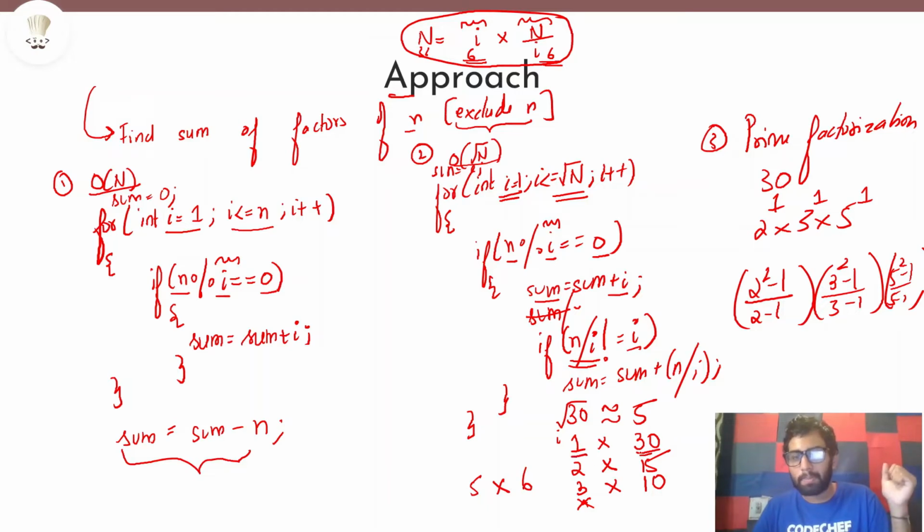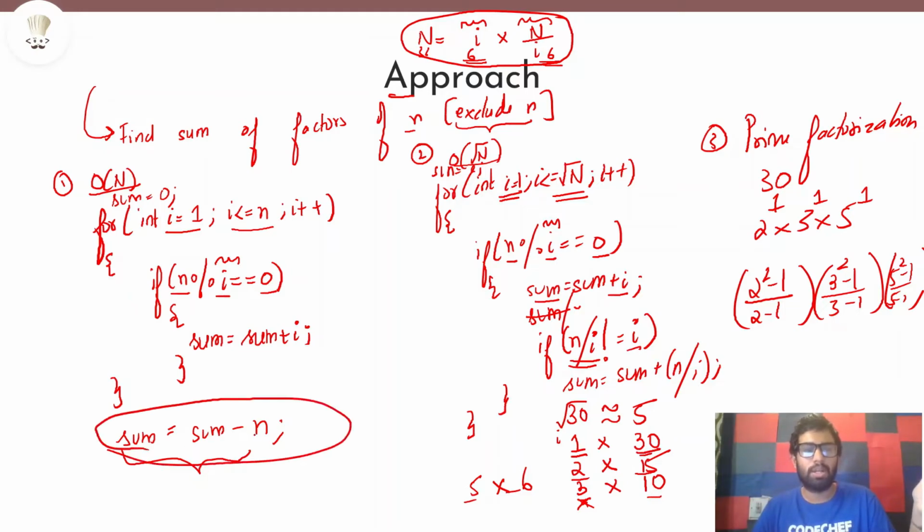So your sum will be 1 plus 30 plus 2 plus 15 plus 3 plus 10 plus 5 plus 6. And at the end, like we discussed, you can just add this condition to exclude n from your sum. So you can just do sum minus equal to n at the end to get the sum excluding n. This was the other approach, that was root n. So it is more efficient than the previous approach.